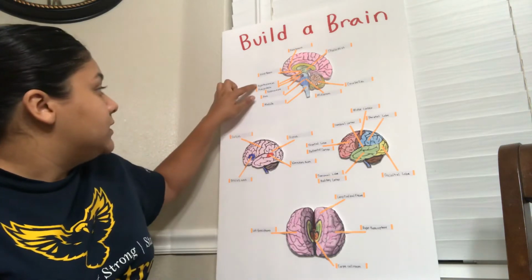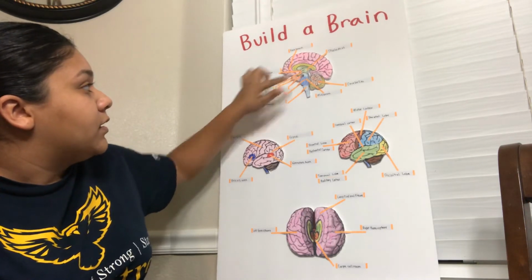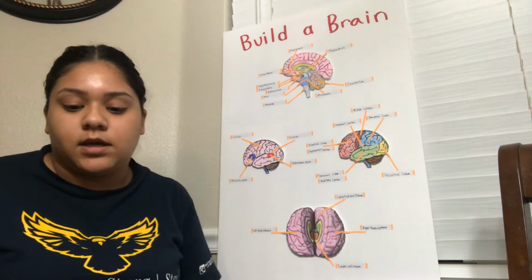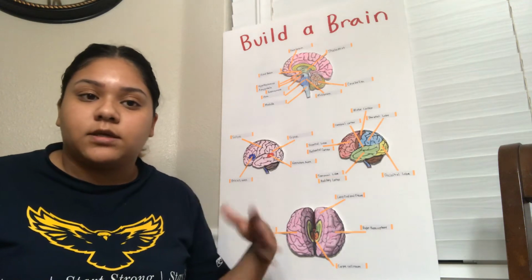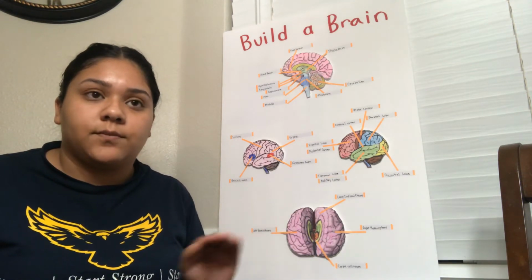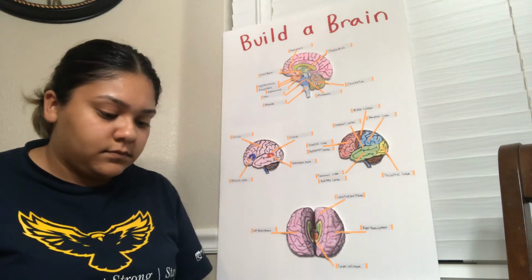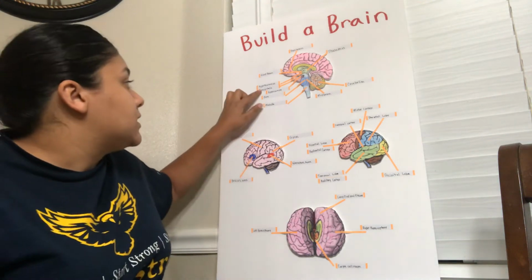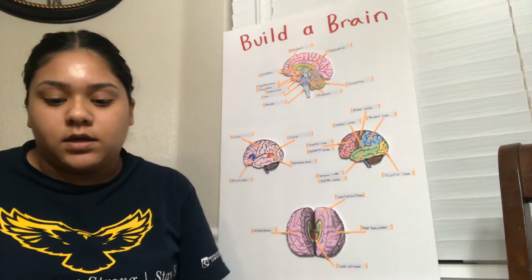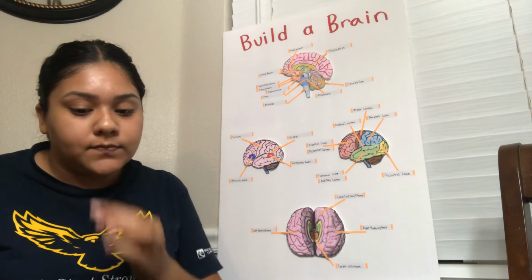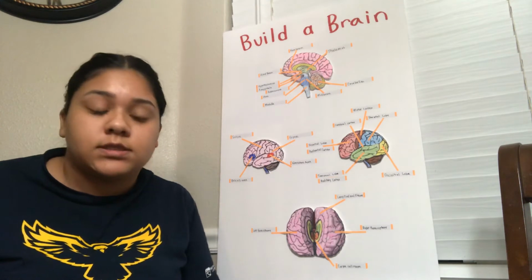The next one is the hypothalamus. The hypothalamus is this little green area right here. The hypothalamus function is homeostasis, like keeping the body temperature at a regular level. The amygdala is next. The amygdala is a little circle right there. The amygdala's function is responsible for the perception of emotions.